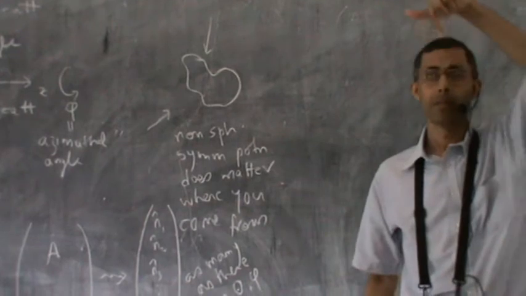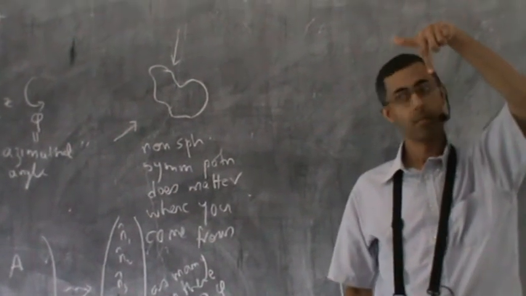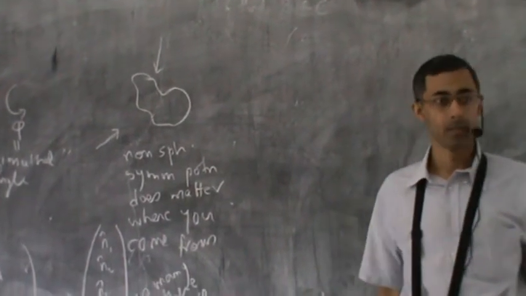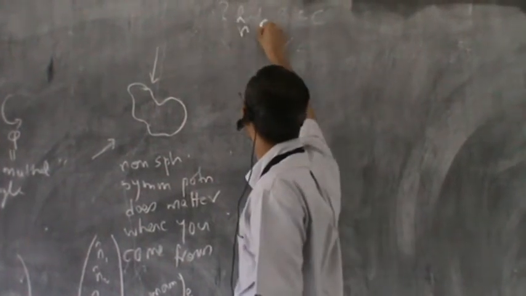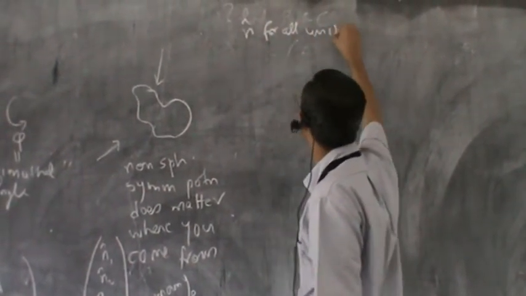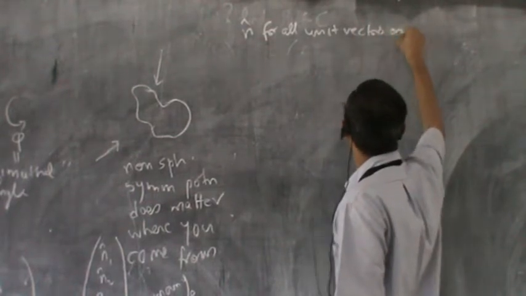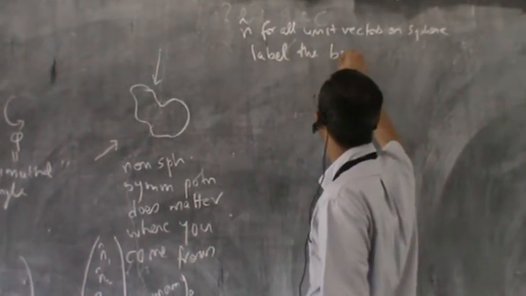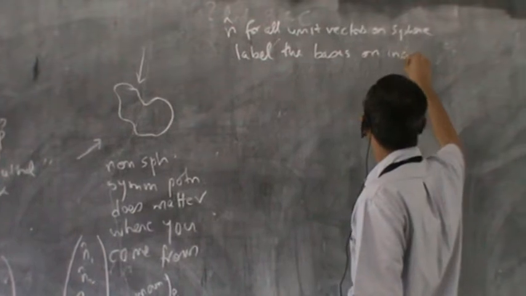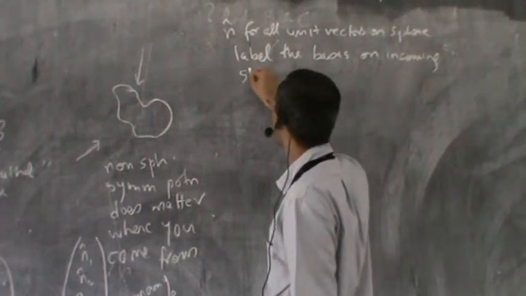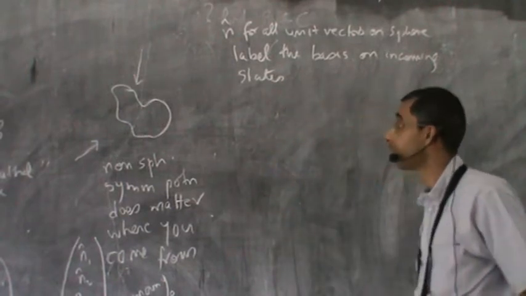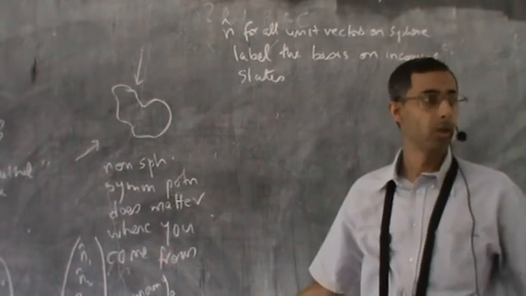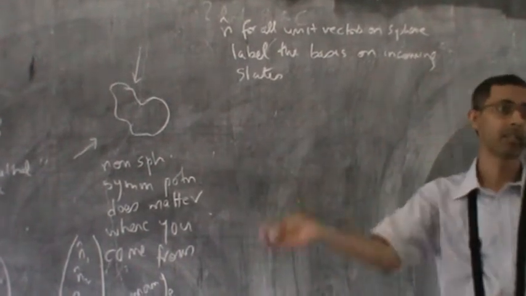So you can send a plane wave in that direction n hat for any choice of n hat. These are all the basis of incoming states. So n hat for all unit vectors on the sphere label the basis of incoming states. Now you will have a scattered wave also. You pick any one of these, it will result in a scattered wave. Right?